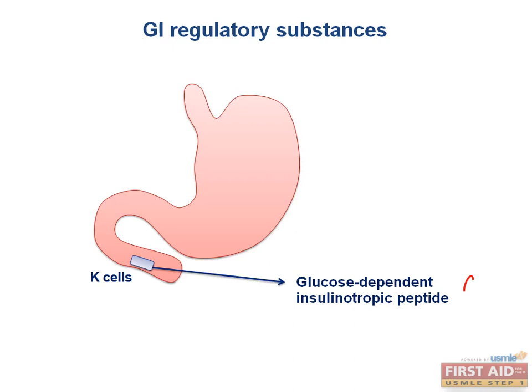Next, let's talk about glucose-dependent insulinotropic peptide, also known as GIP, or gastric inhibitory peptide. GIP is secreted from K cells in the duodenum and jejunum. This hormone has both exocrine and endocrine functions. It decreases acid secretion, and it also increases insulin secretion, hence its two names.